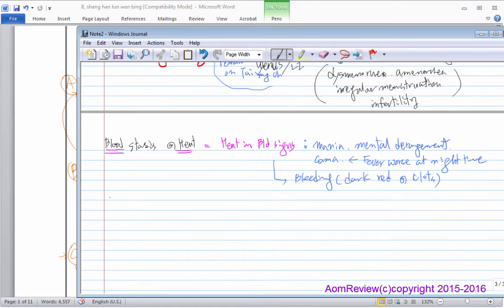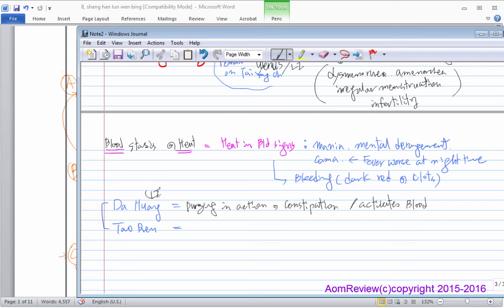So in this formula, they used these two, Tao Huang and Tao Ren. Both work for the Taiyang Fu with blood buildup condition. Tao Huang is excellent for purging action, which means good for constipation, and additionally it activates the blood. So mainly it works for the large intestine, right? And Tao Ren is good for the uterus because it activates blood and regulates menstruation. Additionally, it has another action, moistening the intestine. So this promotes bowel movement.